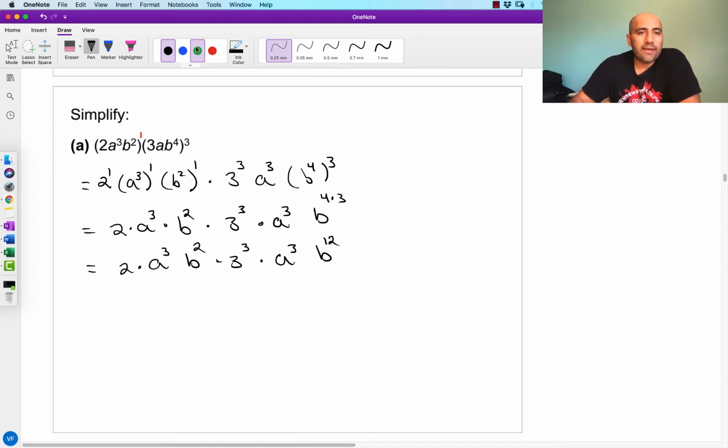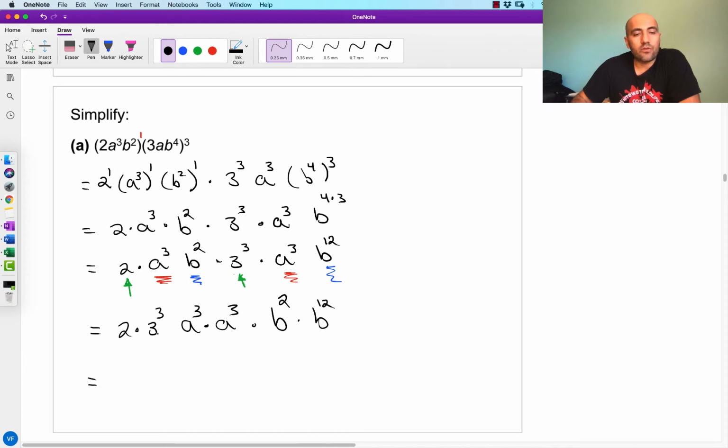Good. And now we can combine some like terms. So we have a to the third power there and another a to the third power there. Those will combine. And we also have a b to the second power and a b to the 12th power. Those will combine. And finally, we have the numbers. So we have a 2 times a 3 to the power of 3. They will combine. So let me write them sort of next to each other. We have 2 times 3 to the third power, a to the third power times a to the third power times b to the second power times b to the 12th power.